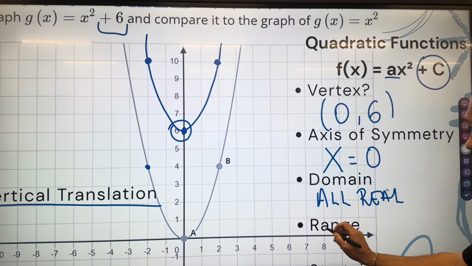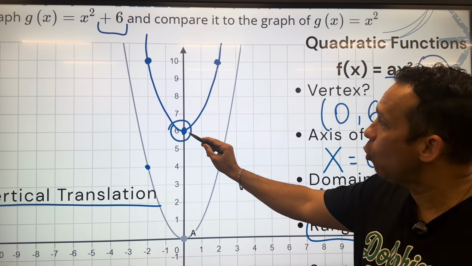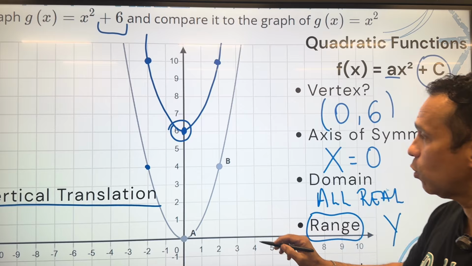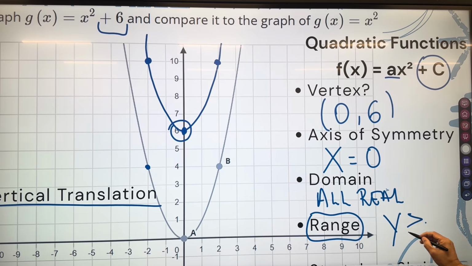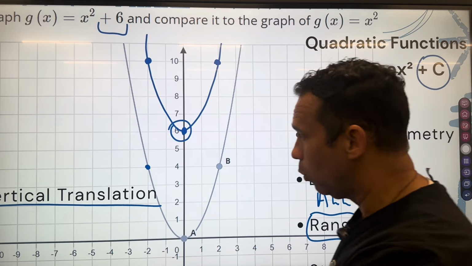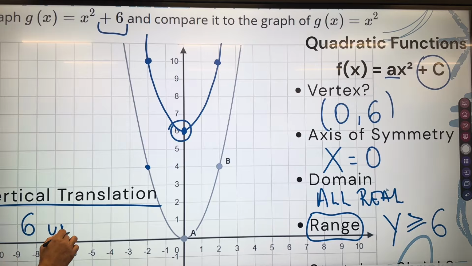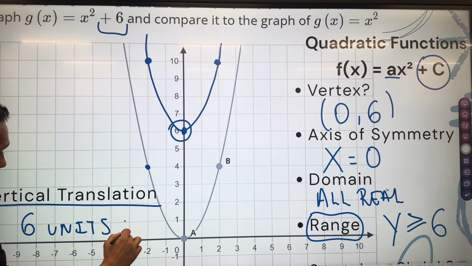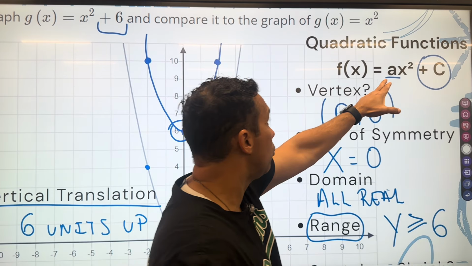Now pay attention to the range. The range relies on y. My lowest point is 6, so the graph is above 6. The range is any number greater than or equal to 6. So what happened here was a vertical translation 6 units up. Let's try more questions. No shrink, no stretch, a is equal to 1.